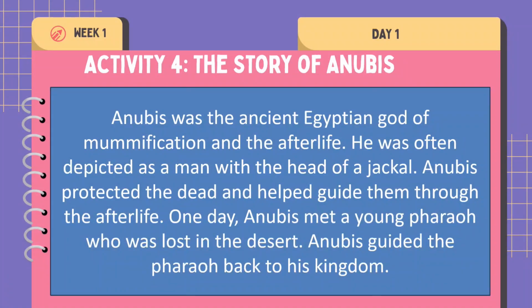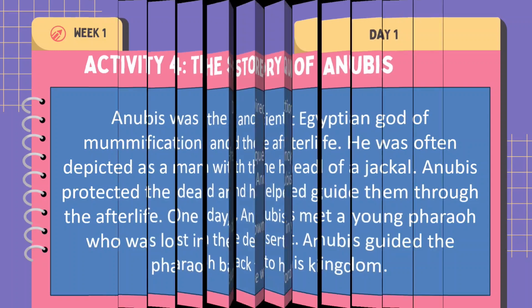Anubis was the ancient Egyptian god of mummification and the afterlife. He was often depicted as a man with the head of a jackal. Anubis protected the dead and helped guide them through the afterlife. One day, Anubis met a young pharaoh who was lost in the desert. Anubis guided the pharaoh back to his kingdom.